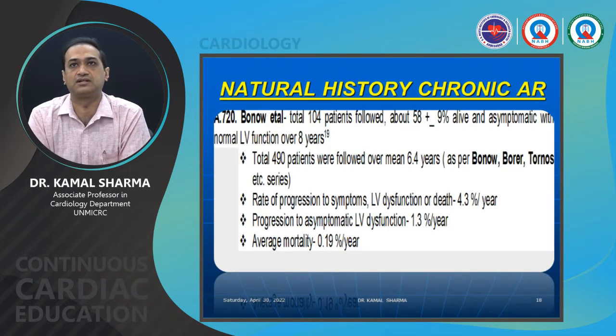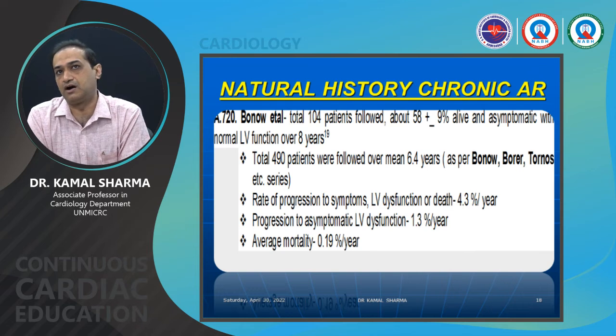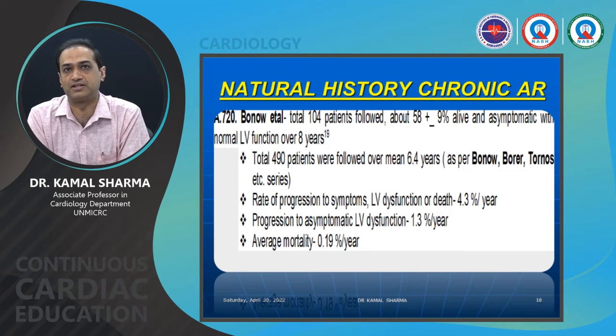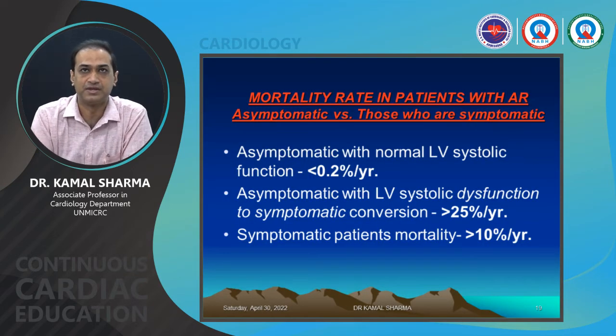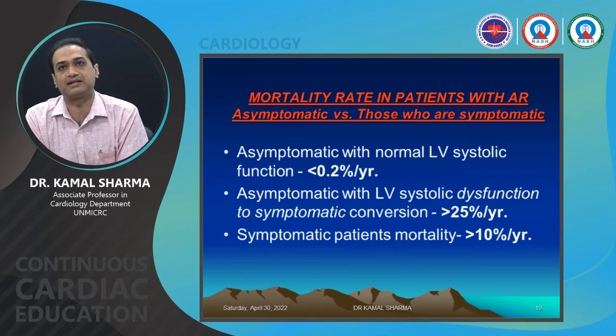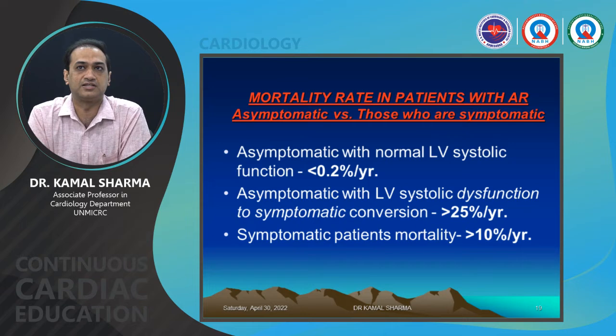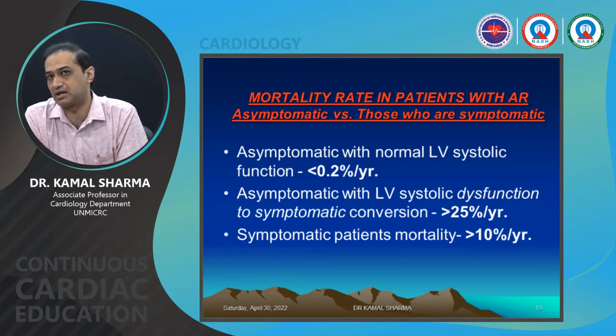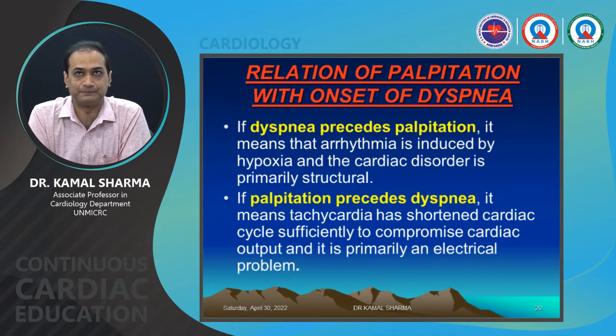In Bonow's series in chronic AR, of the alive patients who were followed up over 6.4 years, the rate of progression to LV dysfunction was 4.3% per year, while average mortality was 0.19%. Hence, in patients who are symptomatic versus asymptomatic, the symptomatic ones do much worse. Mortality in symptomatic patients with AR is more than 10% per year, while conversion of asymptomatic LV dysfunction to symptomatic is almost 25%.